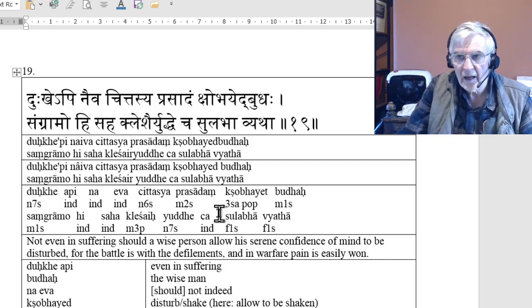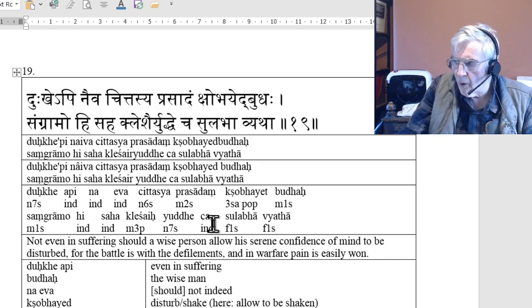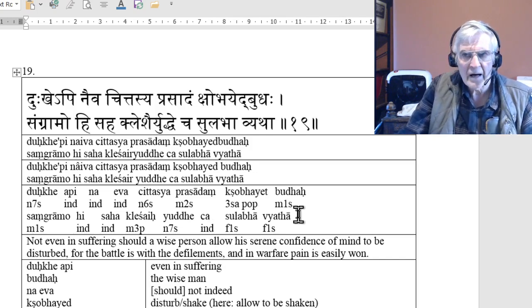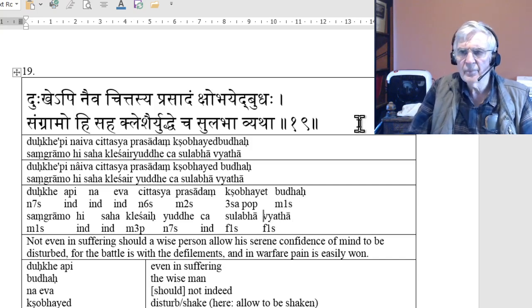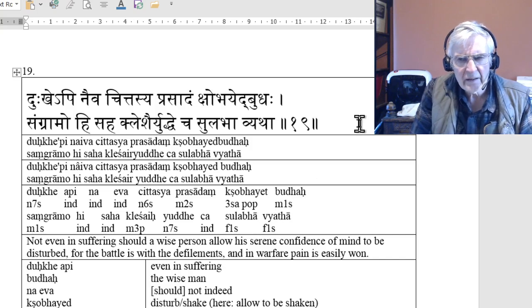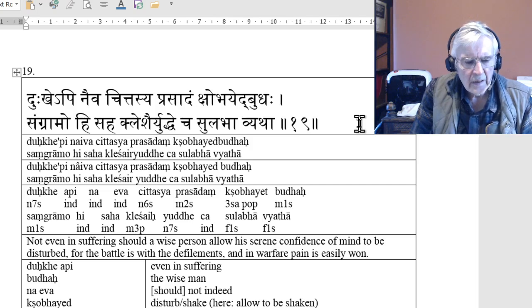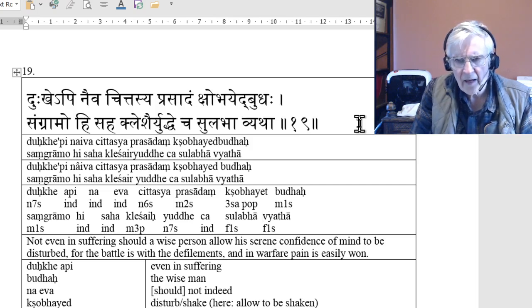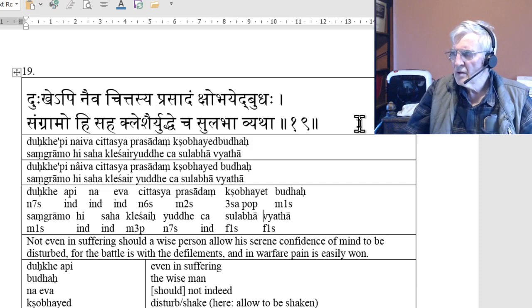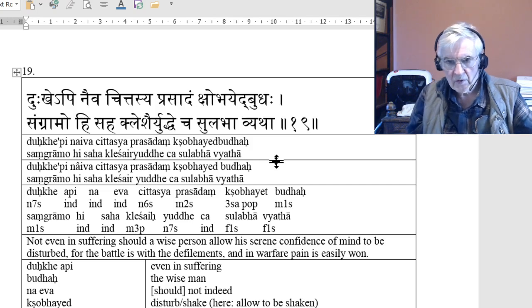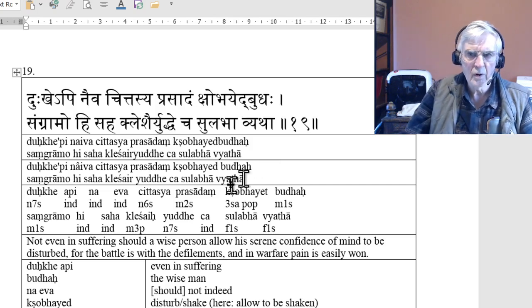Yuddhe ca, and in battle or war, in warfare, sulabhā vyathā. Vyathā is any kind of pain or discomfort or anything that's not nice. And sulabha is from our root labh, to receive or to obtain.